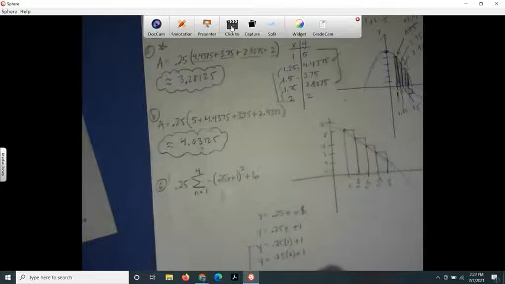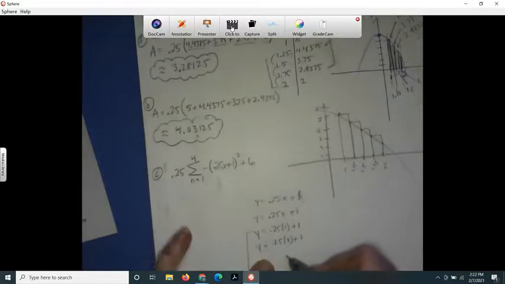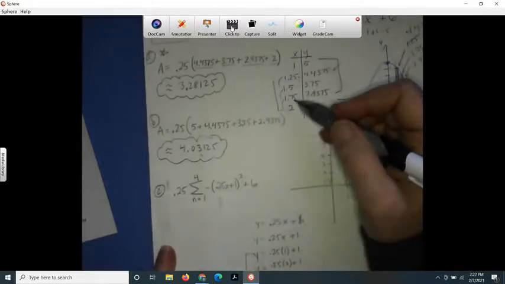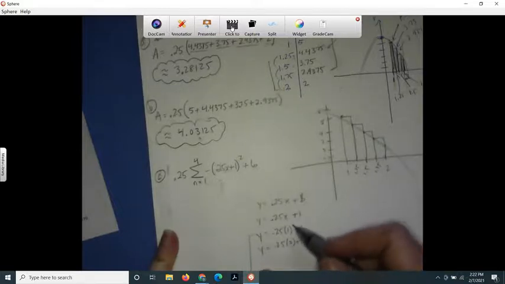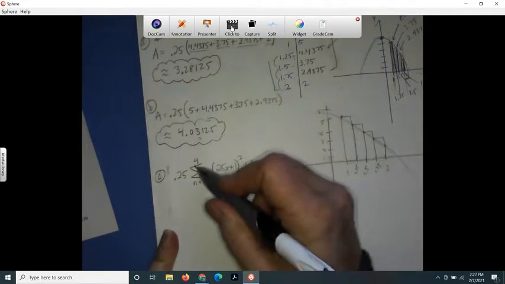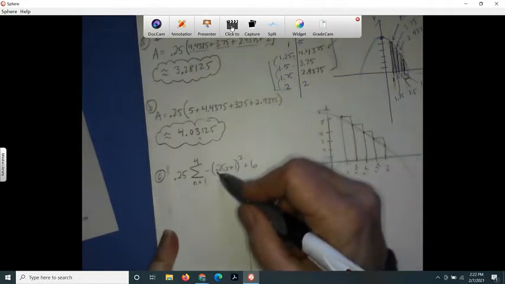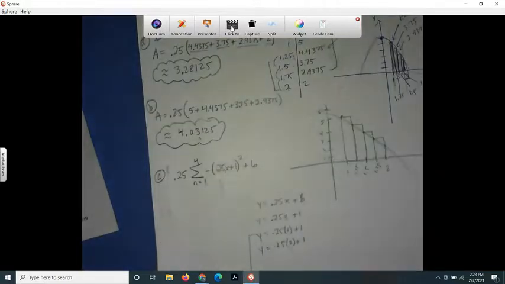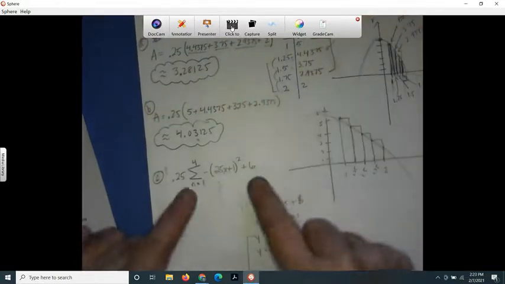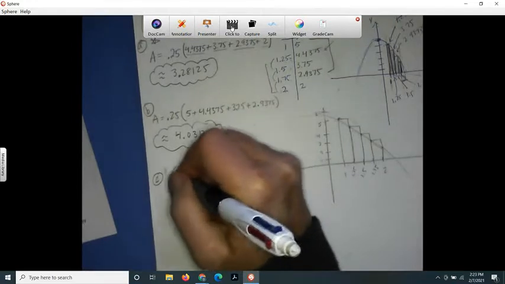And then the next one you can imagine would be 0.25 times 3, which would give me 0.75 plus 1. That'd give me this one. And then 0.25 times 4. So that tells me I'm going between 1 and 4. That's why I wrote 1 and 4. And this little linear term inside here gives me what I'm plugging in to the function. So this is the answer to letter C.